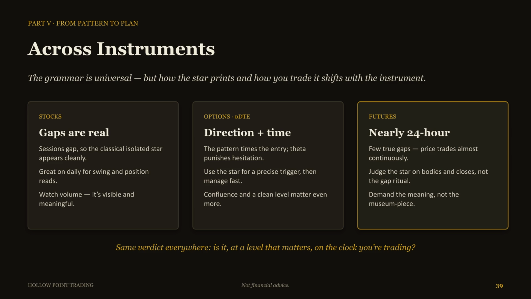The star pattern is universal, but its application shifts with the instrument. Stocks feature real gaps, making them great for daily swing trades. Options require faster management due to theta decay. Futures trade nearly 24 hours, so focus on candle bodies and closes, not the gap ritual.